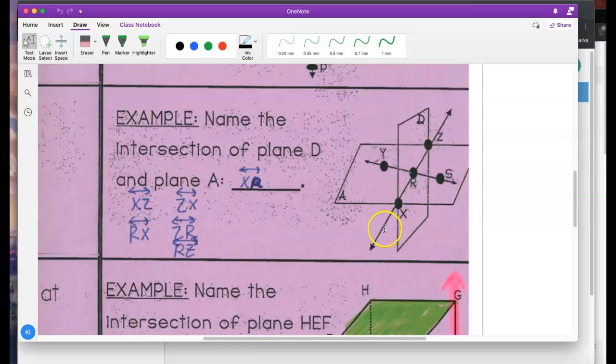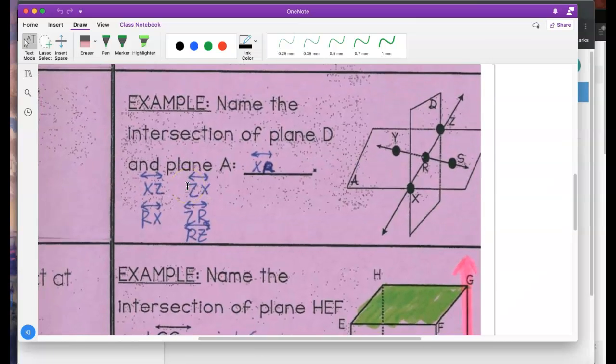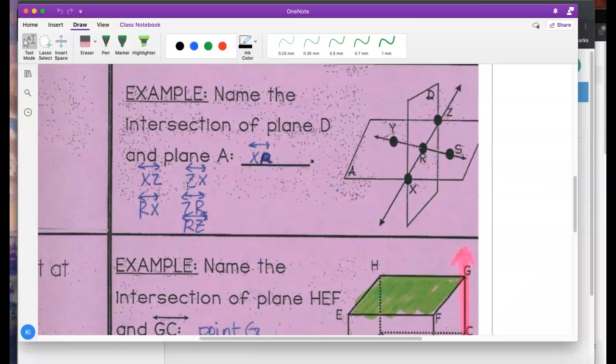I have a ton of different ways to label that line, and any of these would have been okay: XR, RX, RZ, ZR, XZ, or ZX. All of these would have been acceptable so long as I put just 2 points, not 3, not 4, just 2, and then the line symbol with the arrows on the ends. So any one of those would have counted.